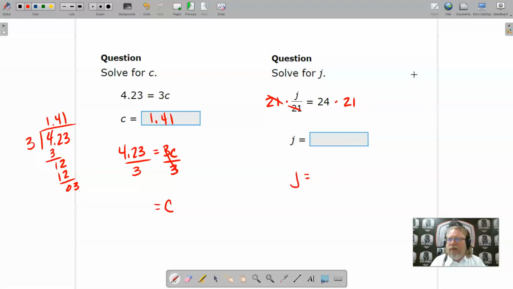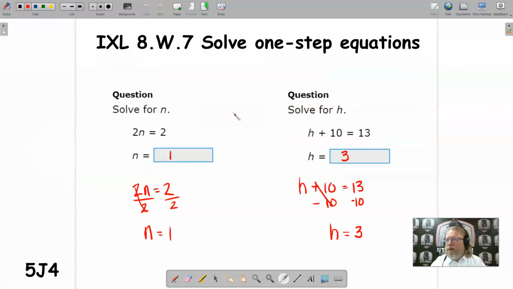And now I need to do 24 times 21, and, well, that's going to be 4, and that's going to be 2, right? Put a placeholding 0 there. 2 times 4 is 8. 2 times 2 is 4. Now we've got to add these together, right? So we get 4, 0 plus 0 is 0, 5, 504. So j equals 504. All right, so those are all of my examples for IXL 8.W.7, solve one-step equations.